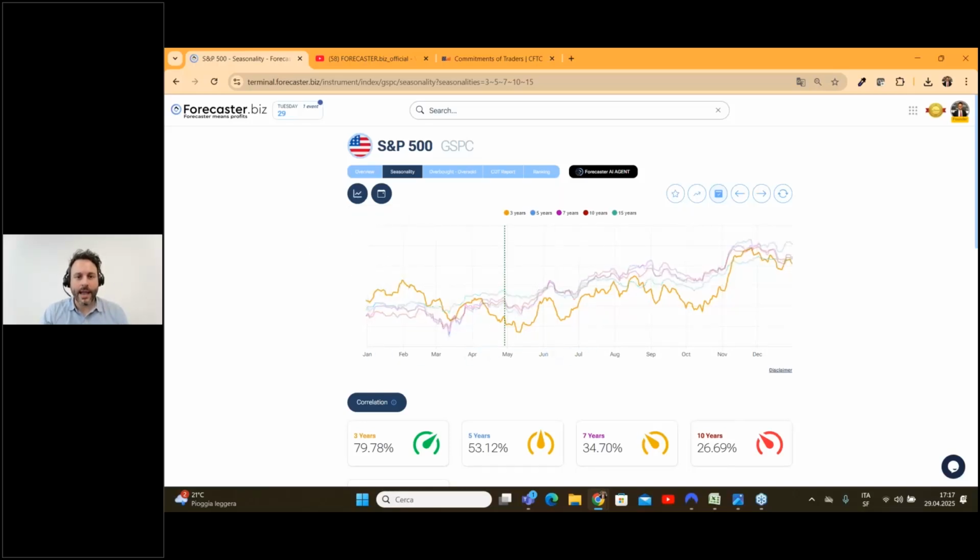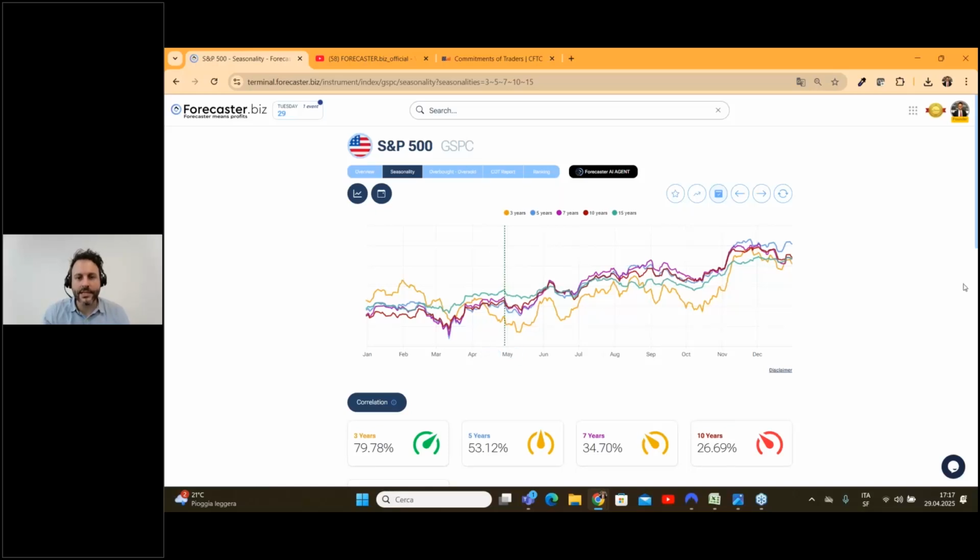Very simple. As you can see here, what do 3, 5, 7, 10, and 15 years mean? For example, in the 3 year seasonality, we take from the chart of the S&P 500, from 1st of January until the end of December for the last 3 years. So in this case, we have 2024, 2023, and 2022. And we simply do the average of all these charts, and we have an average.